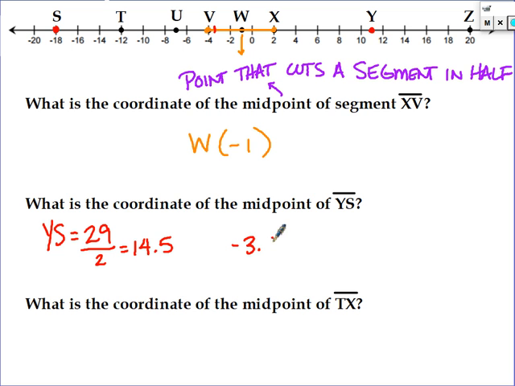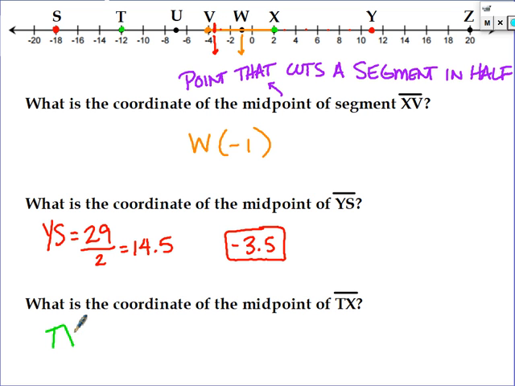Now, if I counted 14 and a half in from Y, it's still going to be the same thing. 2, 4, 6, 8, 10, 12, 14 and a half. So it ends up being the same spot. So right there, -3 and a half is going to be the midpoint of YS. And finally, my last one here, the coordinate of the midpoint of TX. So T to X, again, you can count in and see where they meet, or 2, 4, 6, 8, 10, 12, 14. So TX is 14.